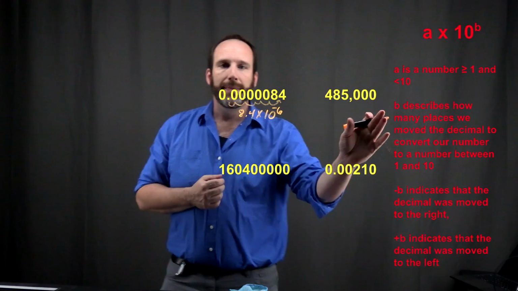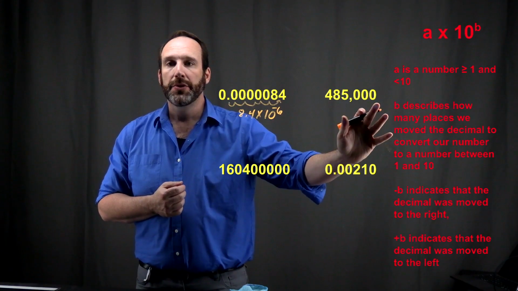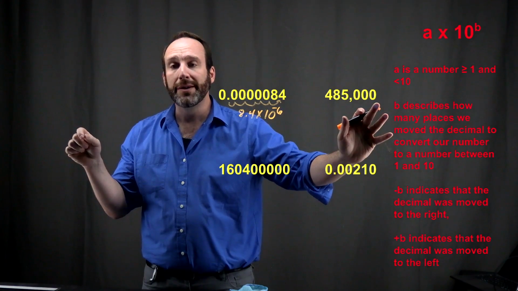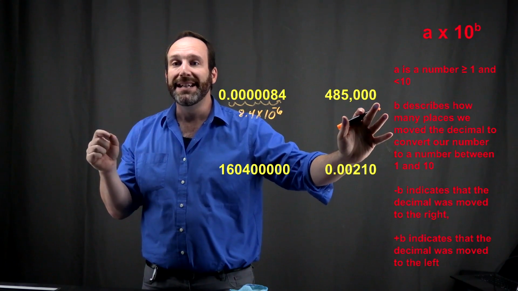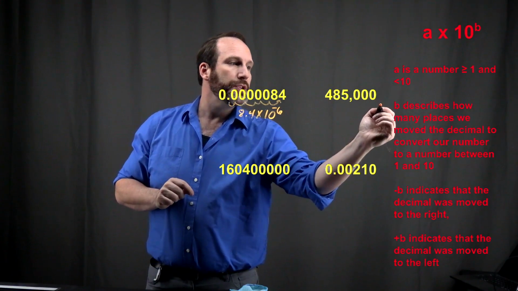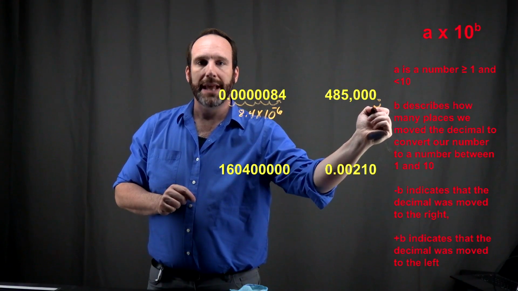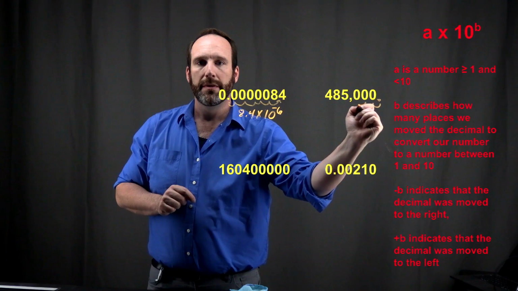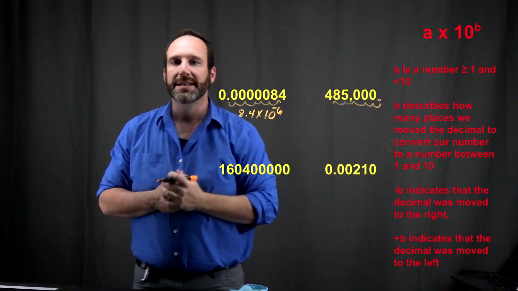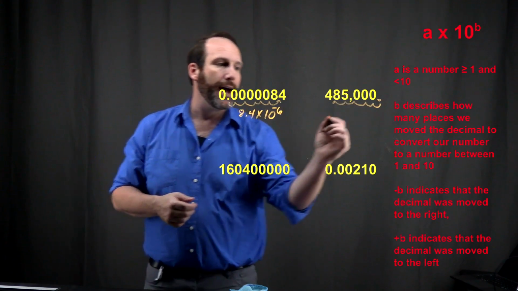Okay. Well, how about this one? I've got 485,000. So in this one, in order to get this number to be greater than or equal to 1 and less than 10, I'm going to need to slide that decimal place to the left this time, right? So my initial decimal point is here, right? And I'm going to start sliding it 1, 2, 3, 4, 5 places. If I slide it 5 places to the left, now I've got 4.85, okay?